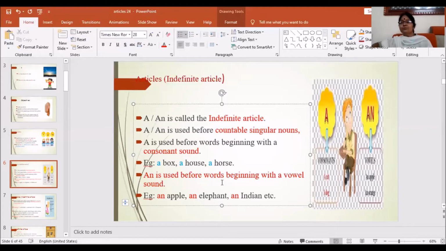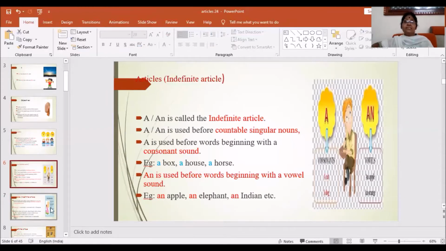An is used before words beginning with a vowel sound, right? And they also should be singular and countable. For example, an apple. Apple is singular. Apple is countable. We can have 1, 2, 3, 4 apples, right? And then apple is giving us the vowel sound, right? So an apple, an elephant, an Indian, etc. Right?